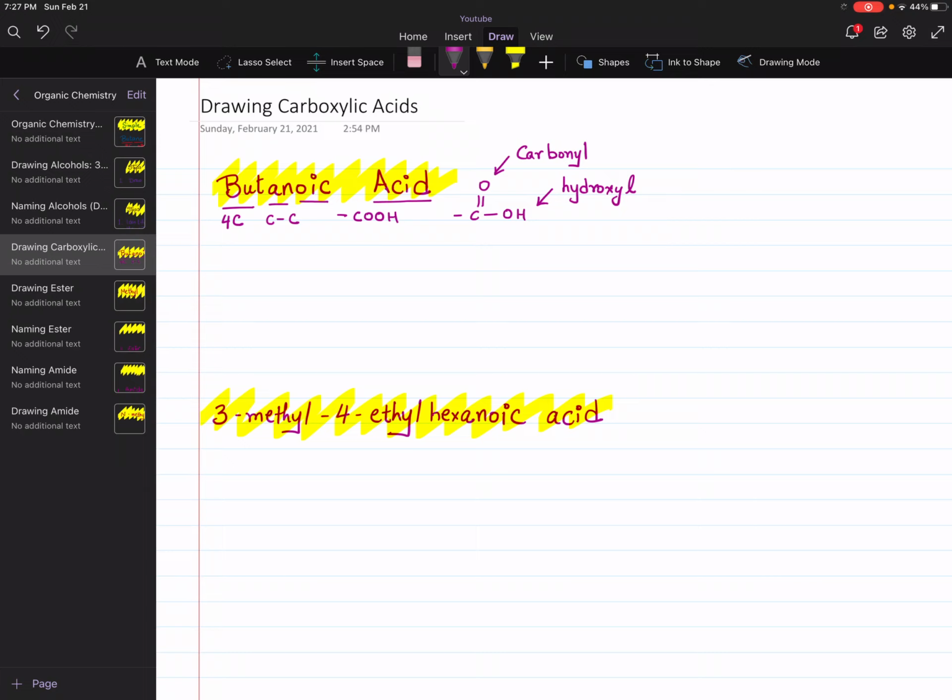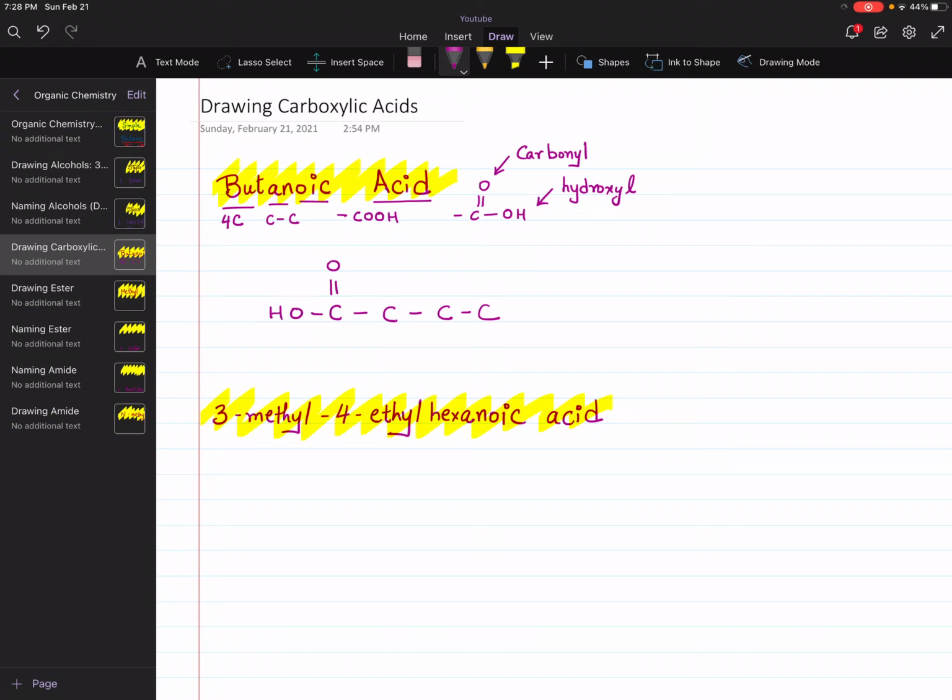Now, since we have the name broken down, let's try to draw it out. So, 4 carbons, we will have 1, 2, 3, and 4. We have our 4 carbons drawn. Next, we can decide to put the carboxyl group on the left hand side or the right hand side. It doesn't really matter. So in this case, let's say I will try it on the left hand side. I have a double bond to the O and a single bond to the OH.